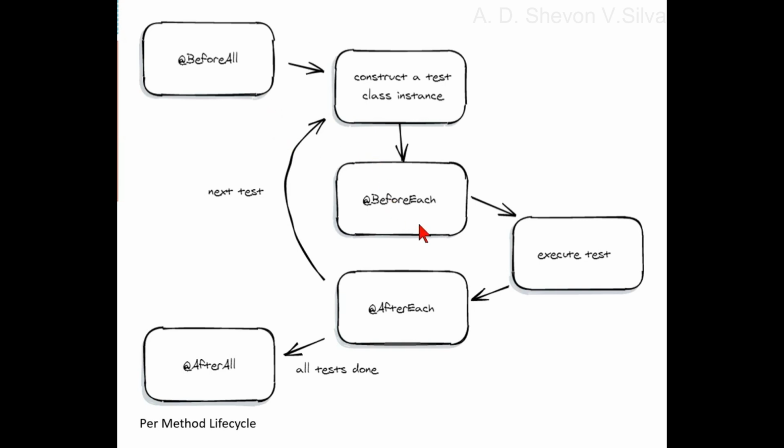Annotation interface @BeforeEach is used to signal that the annotated method should be executed before each @Test, @RepeatedTest, @ParameterizedTest, @TestFactory, and @TestTemplate method in the current test class.